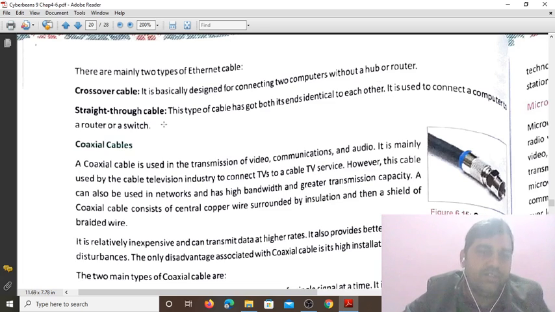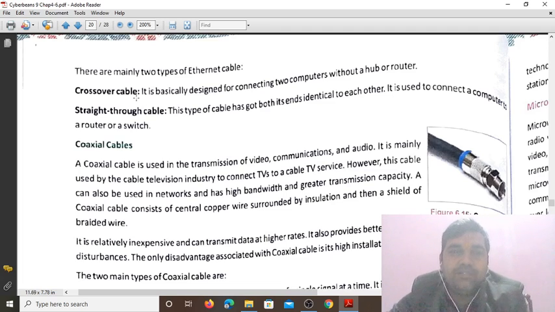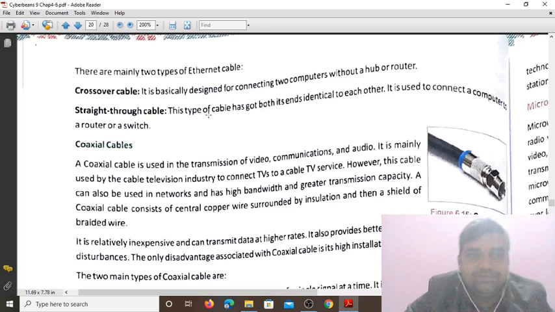Okay, if you want to connect one computer to the other computer directly, what cable do you need? Crossover cable. Suppose you want to transfer data from one computer to the other computer, which cable will you need? Crossover cable. So you have to purchase a crossover cable, then you can transfer all the data of one computer to the other computer.